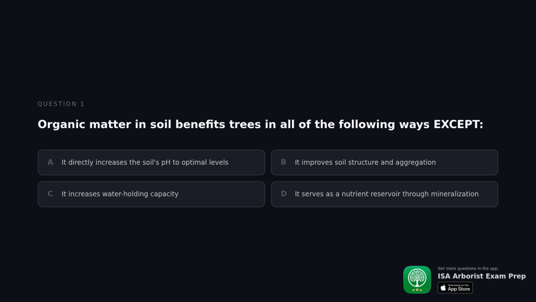Organic matter in soil benefits trees in all of the following ways except: A. It directly increases the soil's pH to optimal levels. B. It improves soil structure and aggregation. C. It increases water holding capacity. D. It serves as a nutrient reservoir through mineralization.